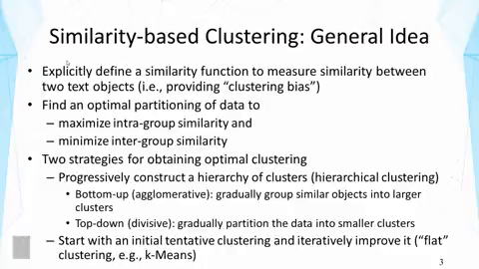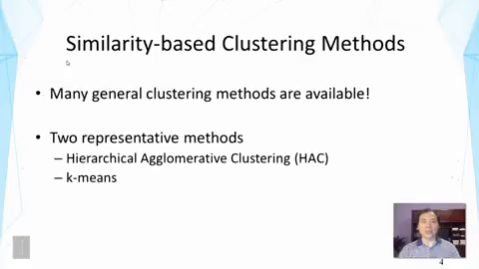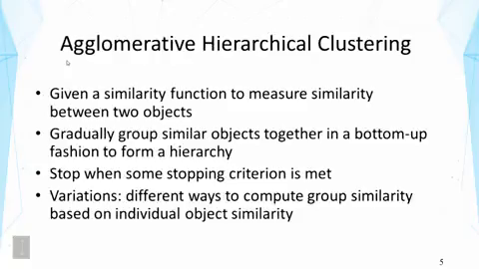One example is k-means. So as I just said, there are many different clustering methods available, and a full coverage of all these clustering methods would be beyond the scope of this course. But here we're going to talk about the two representative methods in some detail. One is hierarchical agglomerative clustering, or HAC. The other is k-means. So first, let's look at the agglomerative hierarchical clustering.